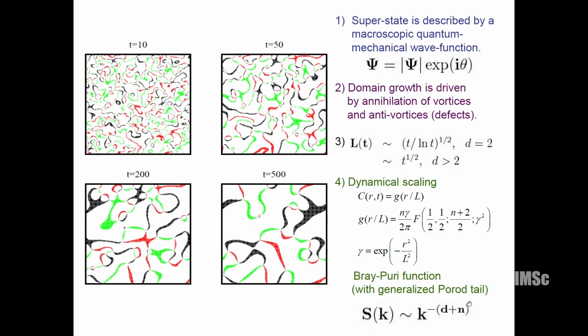You're perfectly correct. This picture is for d equal to 2. Because this is a superconductor ordering, the number of components n is equal to 2, and similarly, I'm showing you these pictures in 2 dimensions, so that's the case for n equal to d. How will the picture look at infinite time?